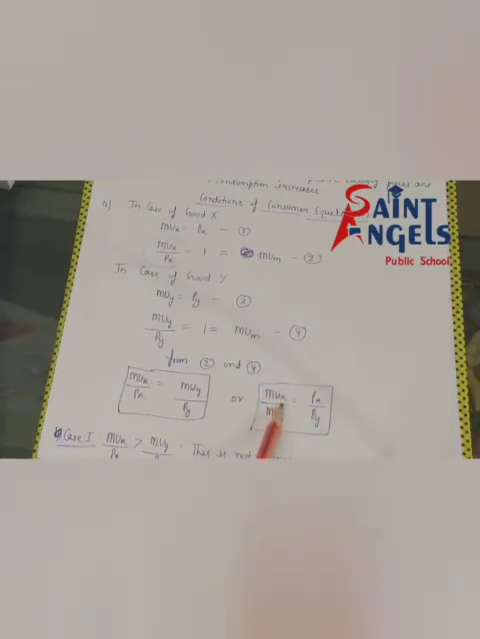I can write this condition in this form: MUX upon MUY is equal to PX upon PY. Now see this definition.